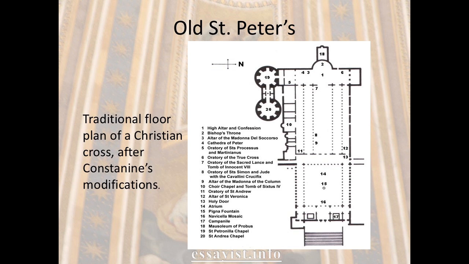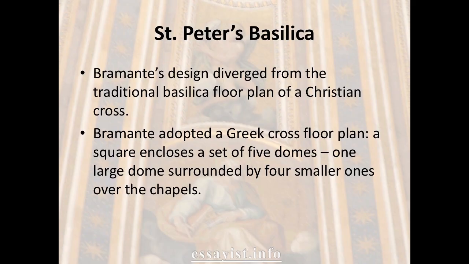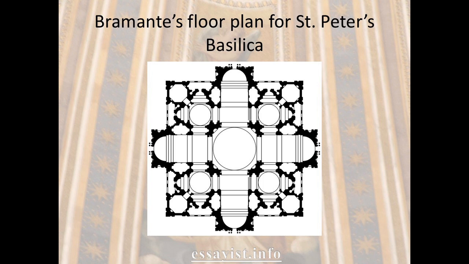Bramante's original design for St. Peter's Basilica is an attempt to diverge from the traditional basilica plan, whereby, after Constantine's modifications, the floor plan takes the form of a Christian cross. Bramante adopted a Greek cross floor plan, where, in keeping with the fascination with contemporary knowledge of geometry, a square encloses a set of 5 domes, one large dome surrounded by 4 smaller ones over the chapels.